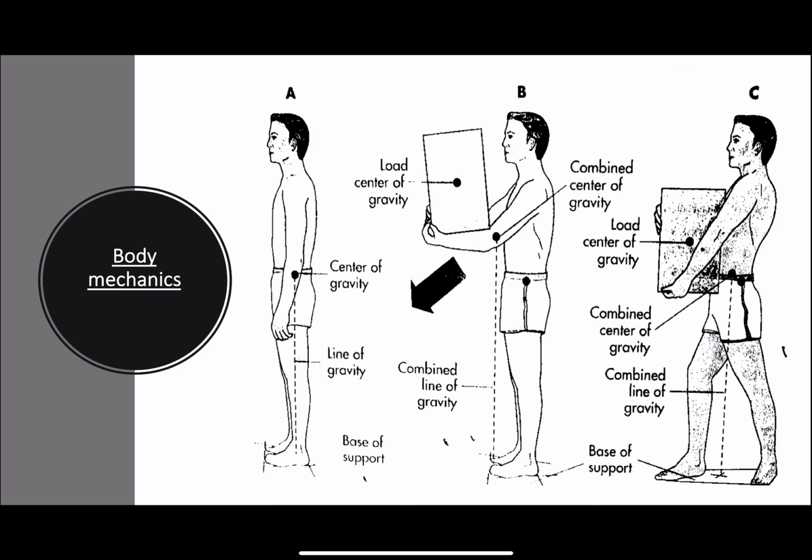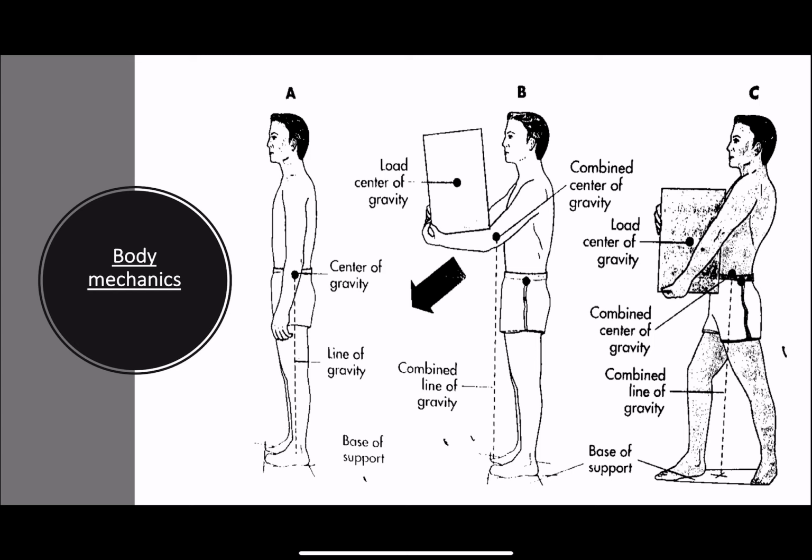So the base of support is the portion of the body in contact with the floor or other horizontal surface, and it is represented in a horizontal line between the feet and the body when in erect position. This broad base of support provides stability for body position and movement.